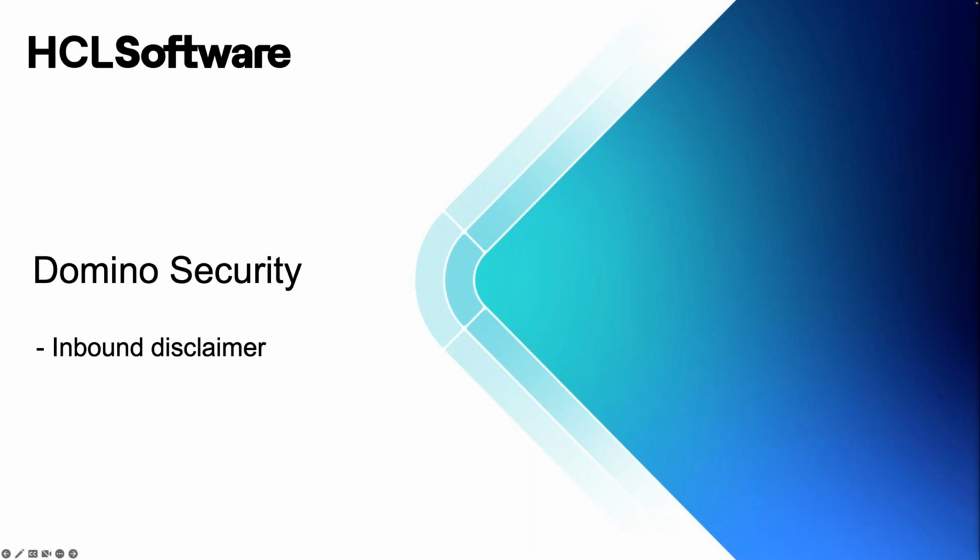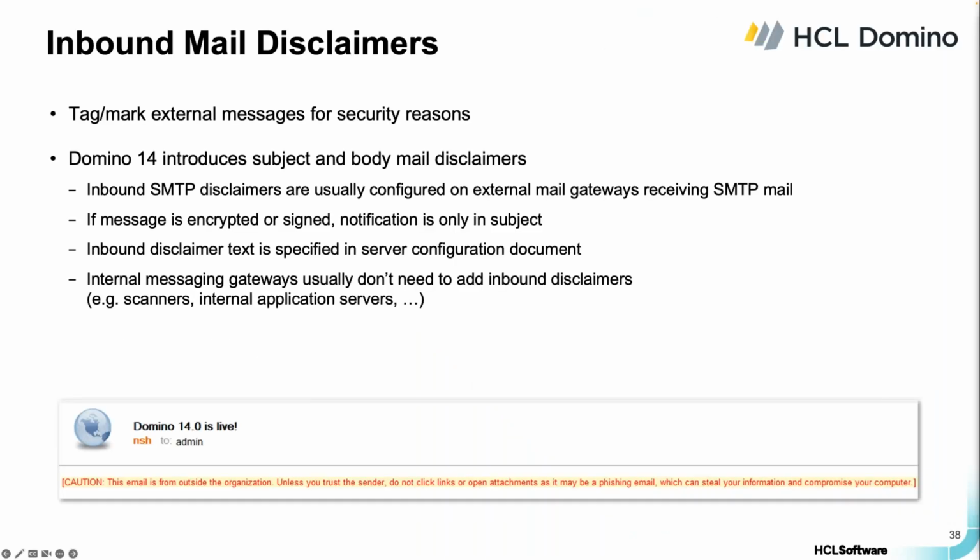All right, switching gears. The next topic I'd like to mention is inbound disclaimers. It was a request that came in from a number of customers and partners saying we would like to have an indication on emails to mark them as coming from an external source. This feature is called inbound mail disclaimers, which is the capability to tag or mark external messages when they are received from an internet environment or from another domain.